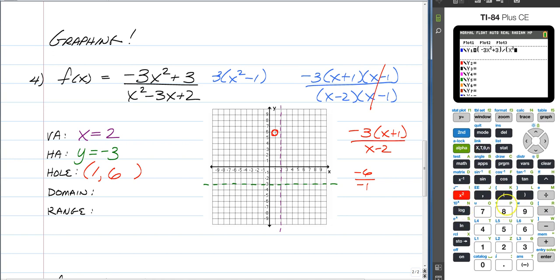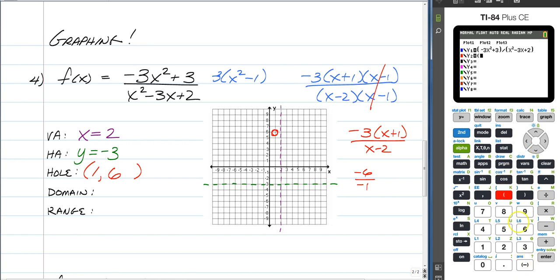Now you might be wondering, why am I using the original instead of the simplified version? Well, I'm actually going to put both in, and I'm going to tell you why in just a second. So in Y1, I'm going to do that. Now, you only have to do one or the other. If you type the original in, it will give you the correct graph, even if you accidentally simplified. So that's why I'm going to do both of them, just to help you along.